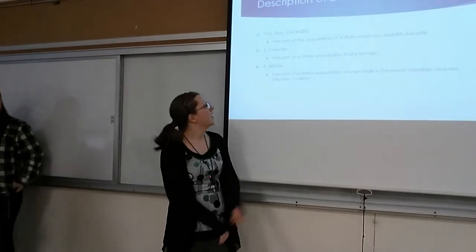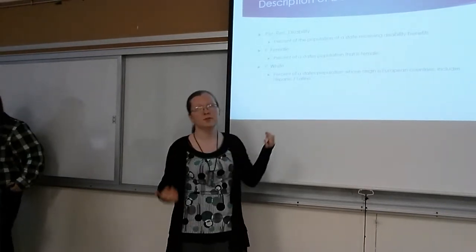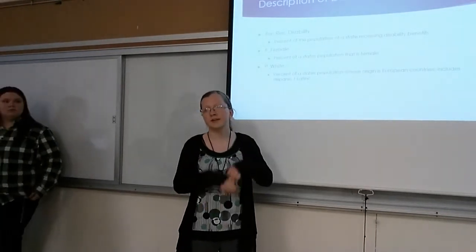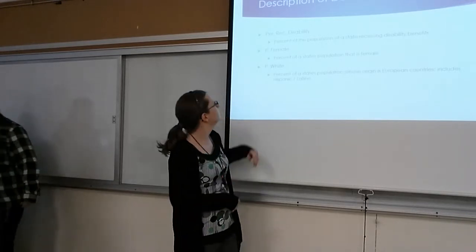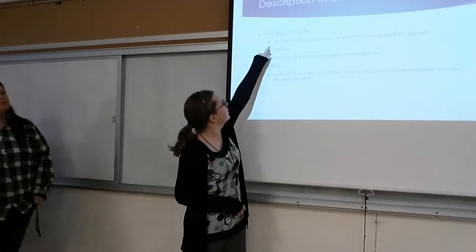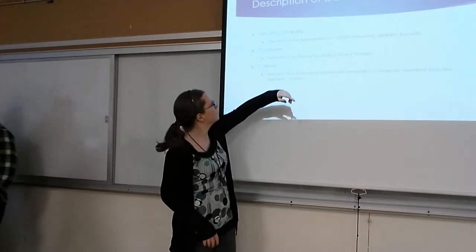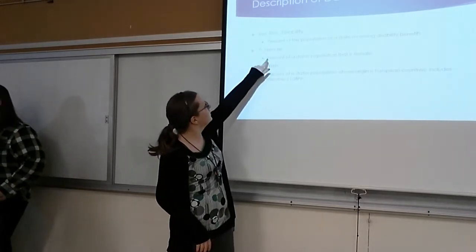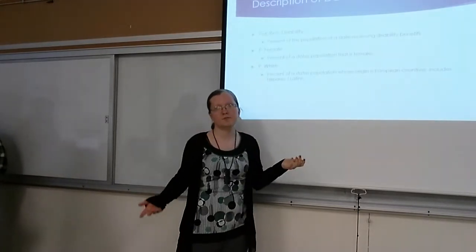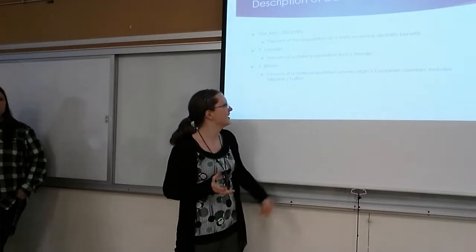Okay. So we have a number of different variables. We're going to list all the ones that we looked at. We didn't include all of these in our final model. So this is what we were trying to model, the percent receiving disability. We have a percent female. We didn't do the percent male because they're just the opposite of each other.